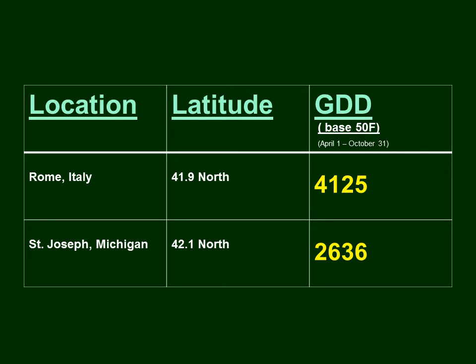Here we are, almost identical latitudes, Rome, Italy, St. Joseph, Michigan, and the growing degree days that we reviewed show such a much larger accumulation of heat in Rome because of that Mediterranean climate moderating the temperatures year-round than St. Joseph, Michigan.